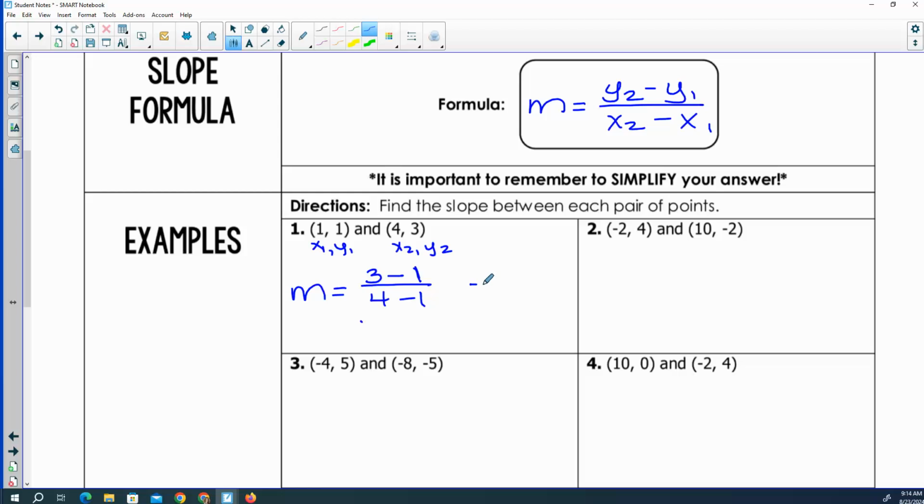And now we just simplify. So 3 minus 1 is 2. 4 minus 1 is 3. Does 2 over 3 reduce? You can't divide them both by anything, so we're done. So this line would have a slope of 2/3.